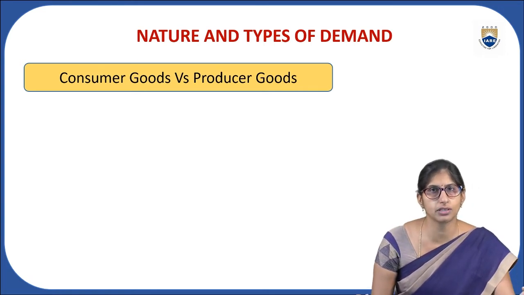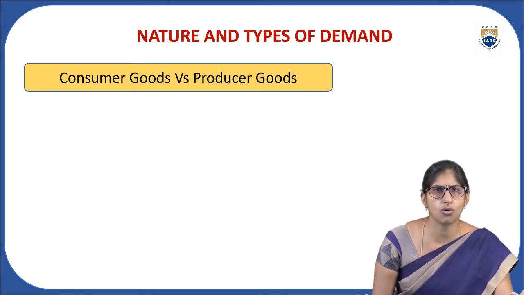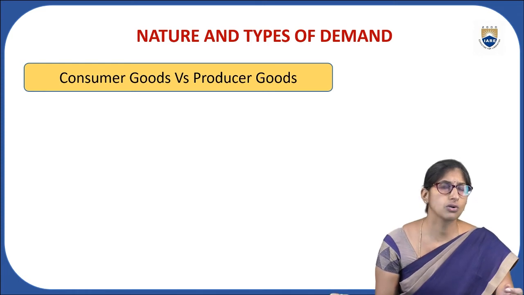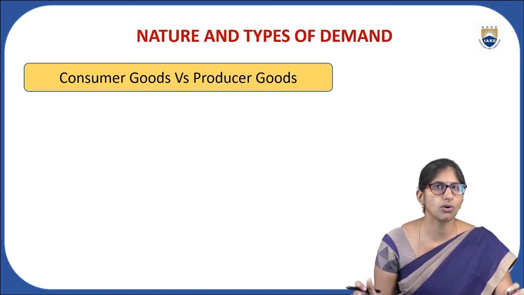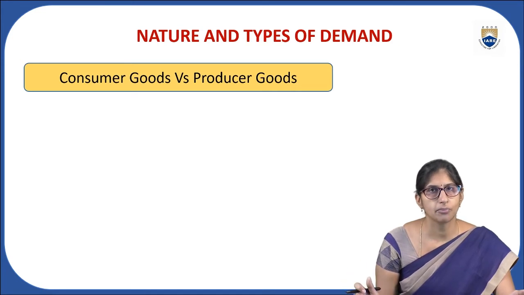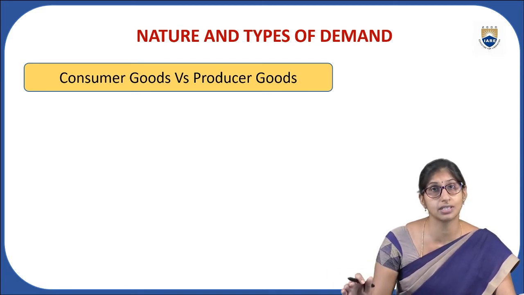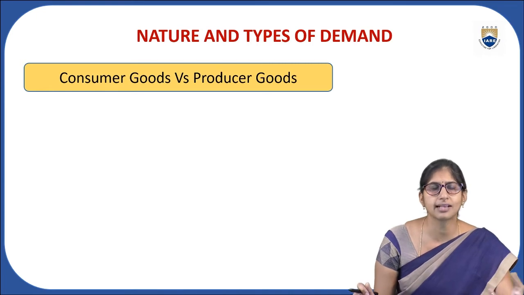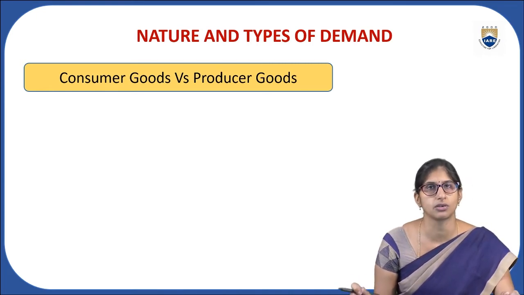Producer goods are like a tractor or a machine. These producer goods sometimes manufacture consumer goods also. Sometimes we can also have both consumer good and producer good as the same product. For example, paddy: we use it for direct consumption, and we also use it for the next crop, to sow the seeds. So paddy acts as both a consumer good and a producer good, right?